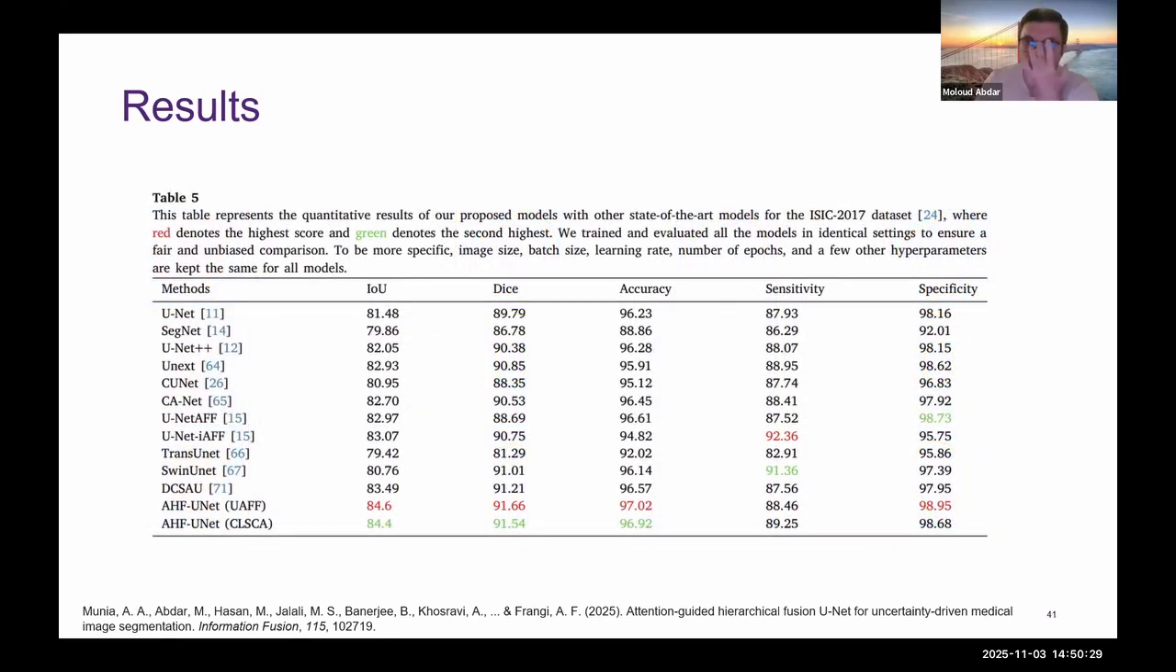Here we have a fair comparison with the existing methods. As you can see, in most cases our model is among the best in terms of accuracy, Dice, IOU, and specificity. However, in terms of sensitivity for ISIC 2017, it was not among those. We have tested on three different data sets, which ISIC 2016 was involved as well.